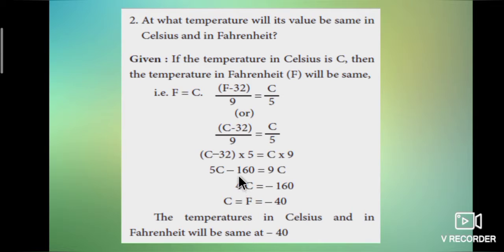So just you keep the 5C here. 9C minus 5C, that is 4C, is equal to minus 160. So C is equal to F, that is Celsius is equal to Fahrenheit is equal to minus 40. The temperatures in Celsius and in Fahrenheit will be same at minus 40.